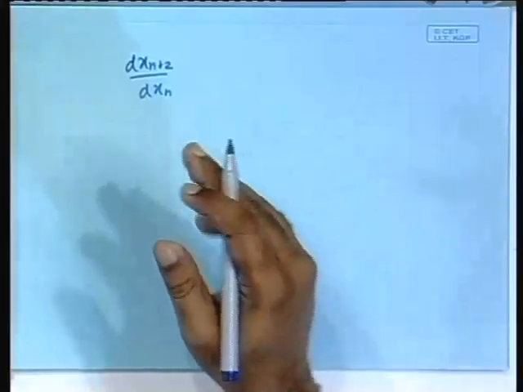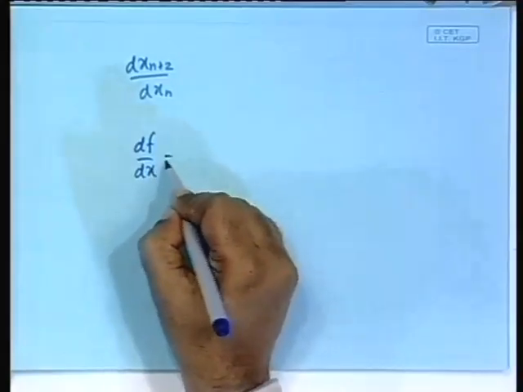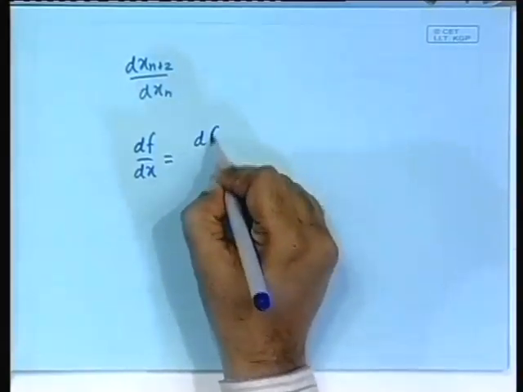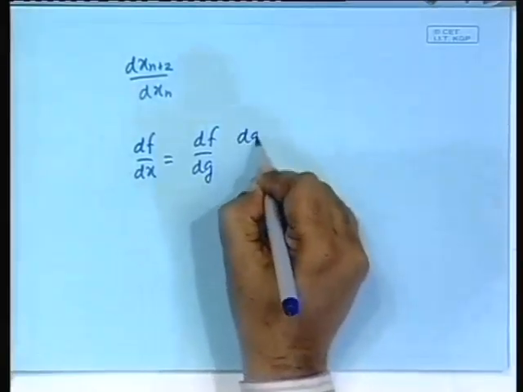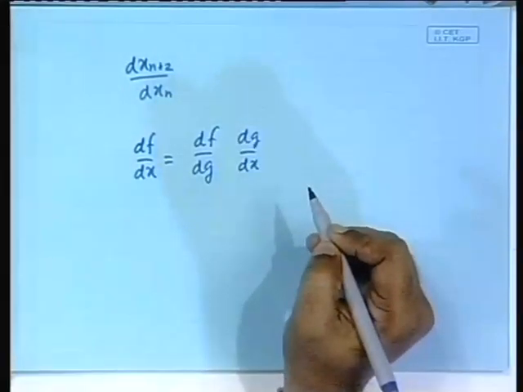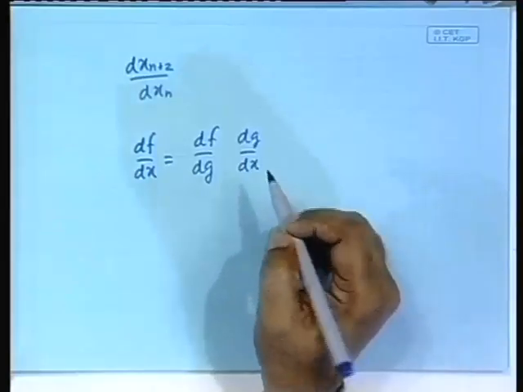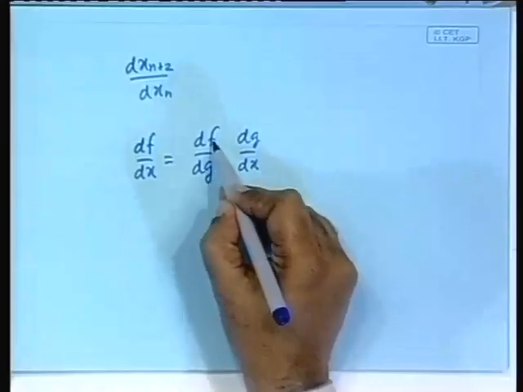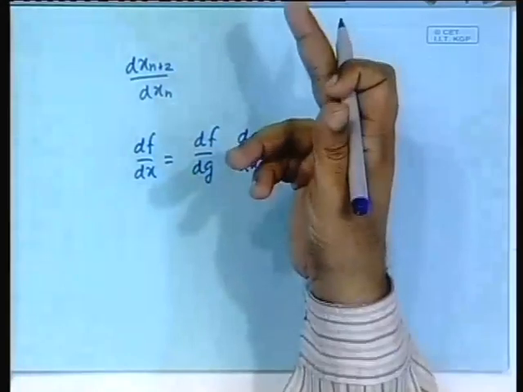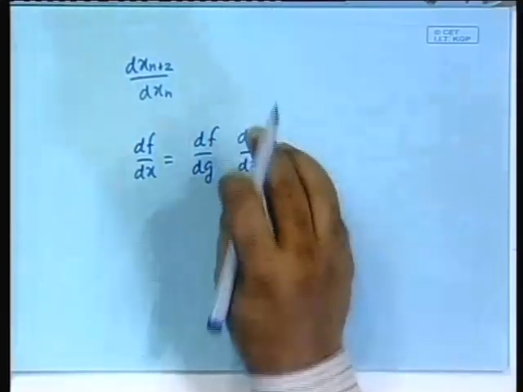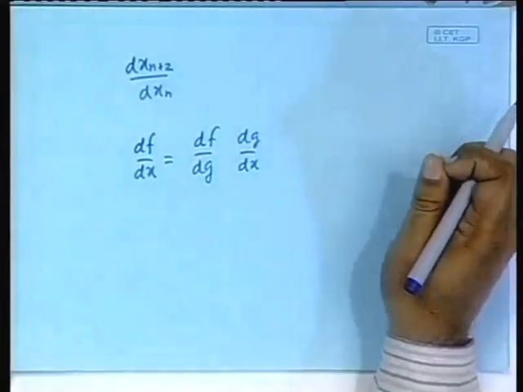While you do that, let me do it in a roundabout manner. I will say, you know that if you have a function of x, then you can write df dx is equal to df dg times dg dx. You can write that. Now, if you say that this g, the f is x n plus 2, g is x n plus 1, then you can write it in two separate parts. Okay.